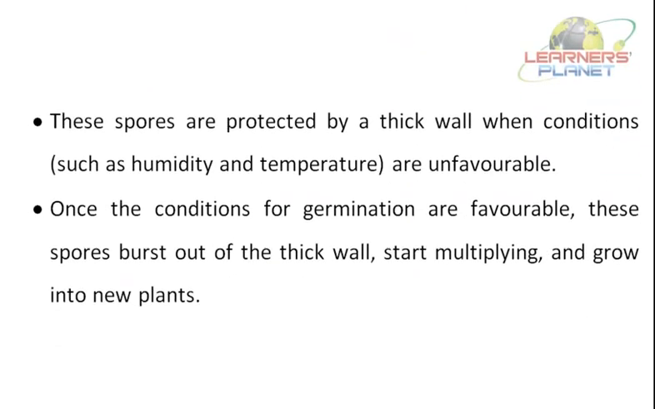So these spores are protected by a thick wall when conditions such as humidity and temperature are unfavorable. Once the conditions for germination are favorable, these spores burst out of the thick wall and they start multiplying and grow into new plants. So in this way, many ferns and mosses, which are known as lower plants, reproduce asexually by the process of spore formation, because they do not have roots, they do not have flowers, and they do not have seeds. So they multiply with the help of spores.